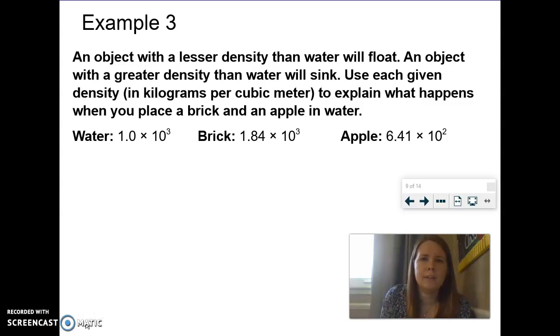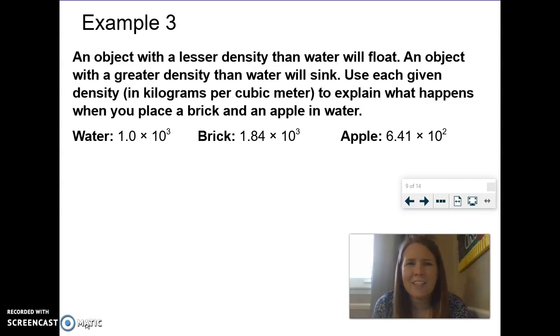So an object with lesser density than water will float. An object with a greater density will sink. So things like rocks, or if anyone's done the egg test before, I do this all the time to check if my eggs are actually good. You can put a glass of water and drop in an egg. If your egg sinks, it is perfect. You can eat it. If your egg floats though, that means that it has gone bad and you need to throw it away.